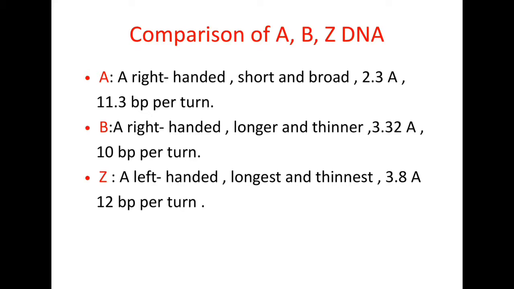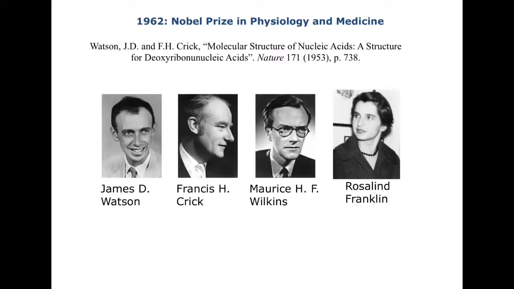So the right-handed differs from the left-handed by glycosidic bond variation. The glycosidic bond between base and sugar in the B form and A form DNA is in the anti conformation. In Z form DNA, the glycosidic bond is in the syn conformation, which gives the zigzag form of the DNA. The structure determination of the DNA was given the Nobel Prize in 1962 for Watson and Crick and Wilkins.